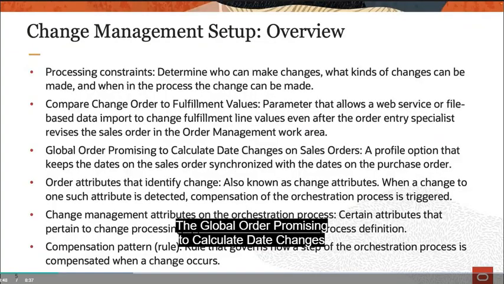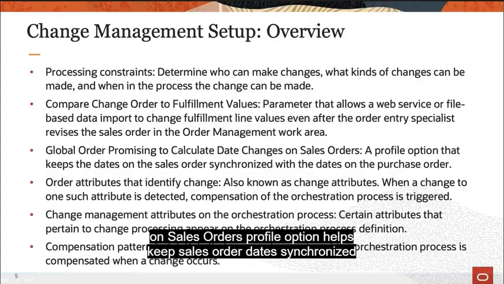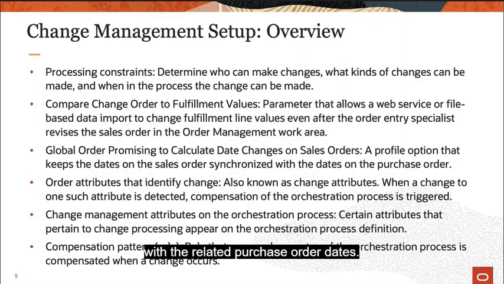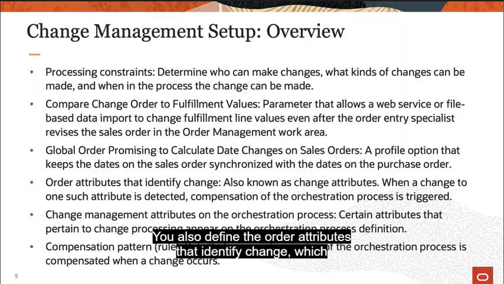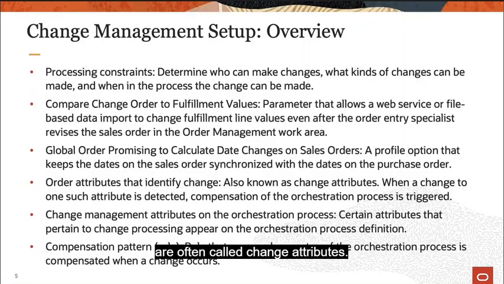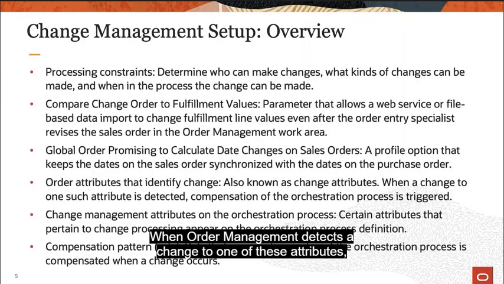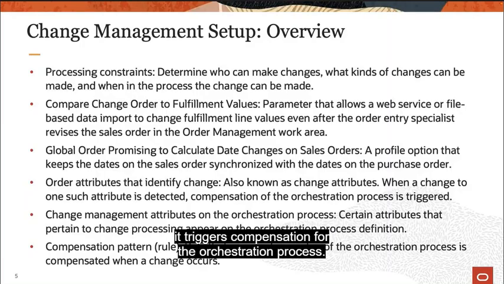The global order promising to calculate date changes on sales orders profile option helps keep sales order dates synchronized with the related purchase order dates. You also define the order attributes that identify change, which are often called change attributes. When order management detects a change to one of these attributes, it triggers compensation for the orchestration process.